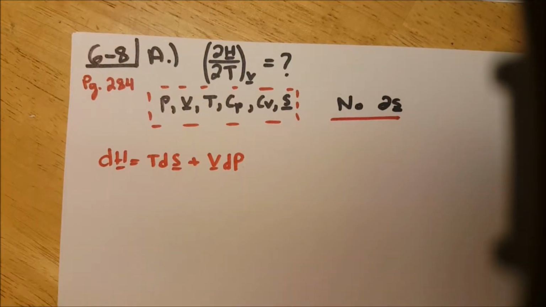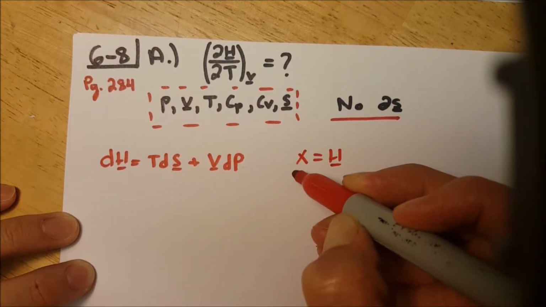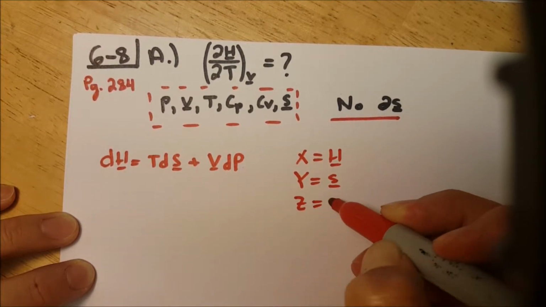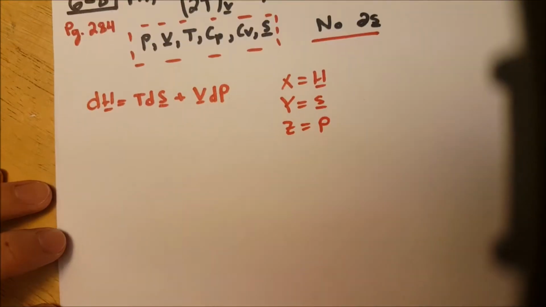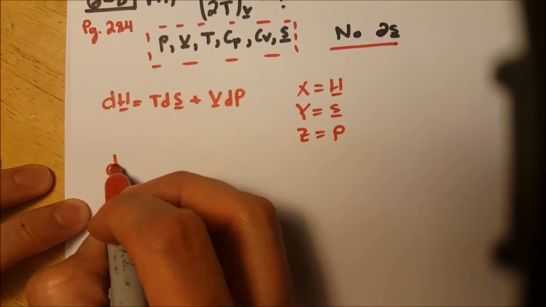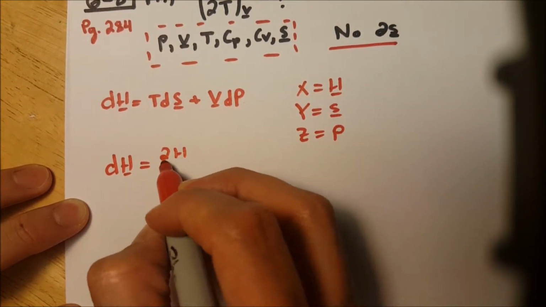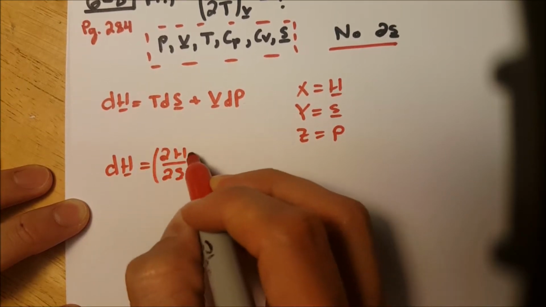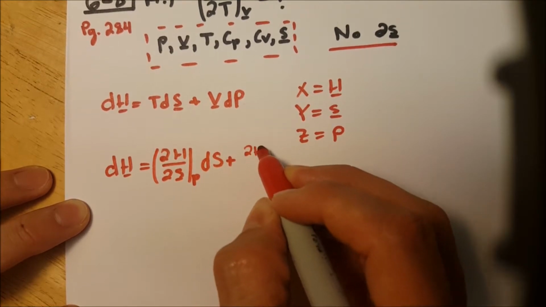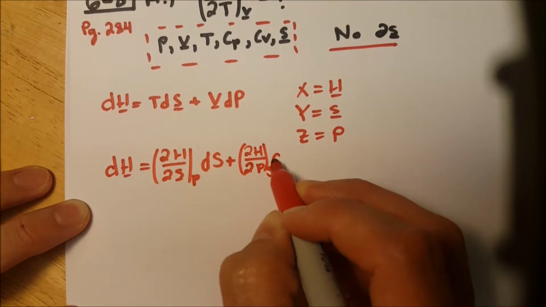Where our x is H, our y is S, and our z is P. So let's do the total derivative. dH is equal to (∂H/∂S) with P constant times dS, plus (∂H/∂P) with S constant times dP.